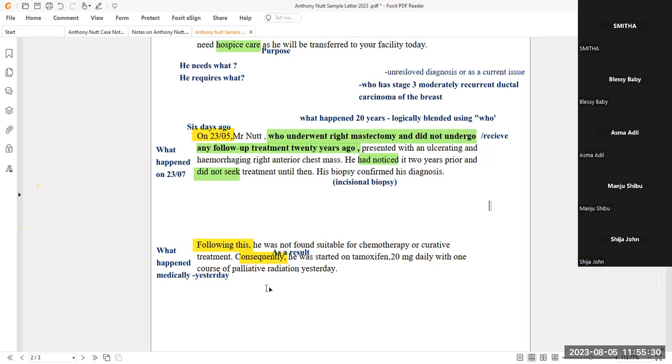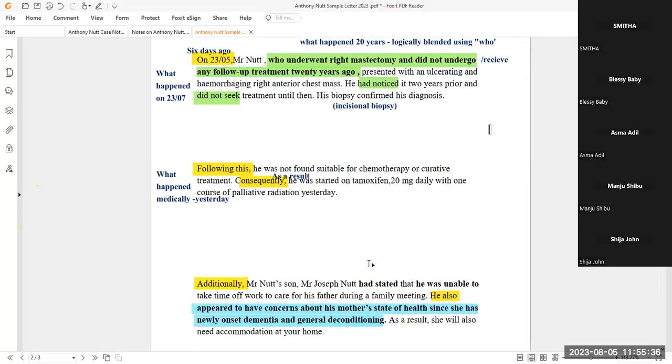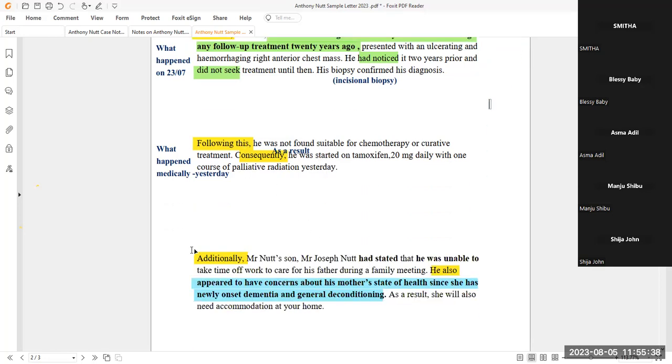Okay, since he was not suitable for chemotherapy, we started this treatment. This is pretty self-explanatory. Now additionally, other events that happened. So the next paragraph is other events that happened yesterday. At first I focused on the medical events that happened yesterday. Then the next paragraph I'm talking about additionally what else happened.